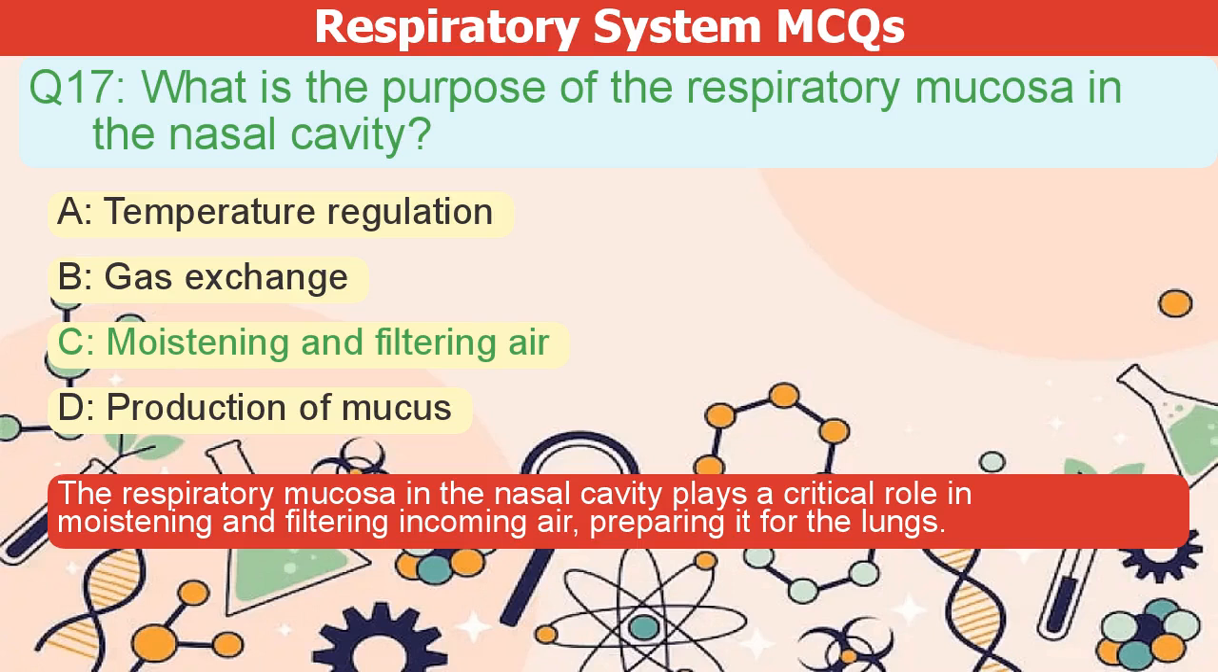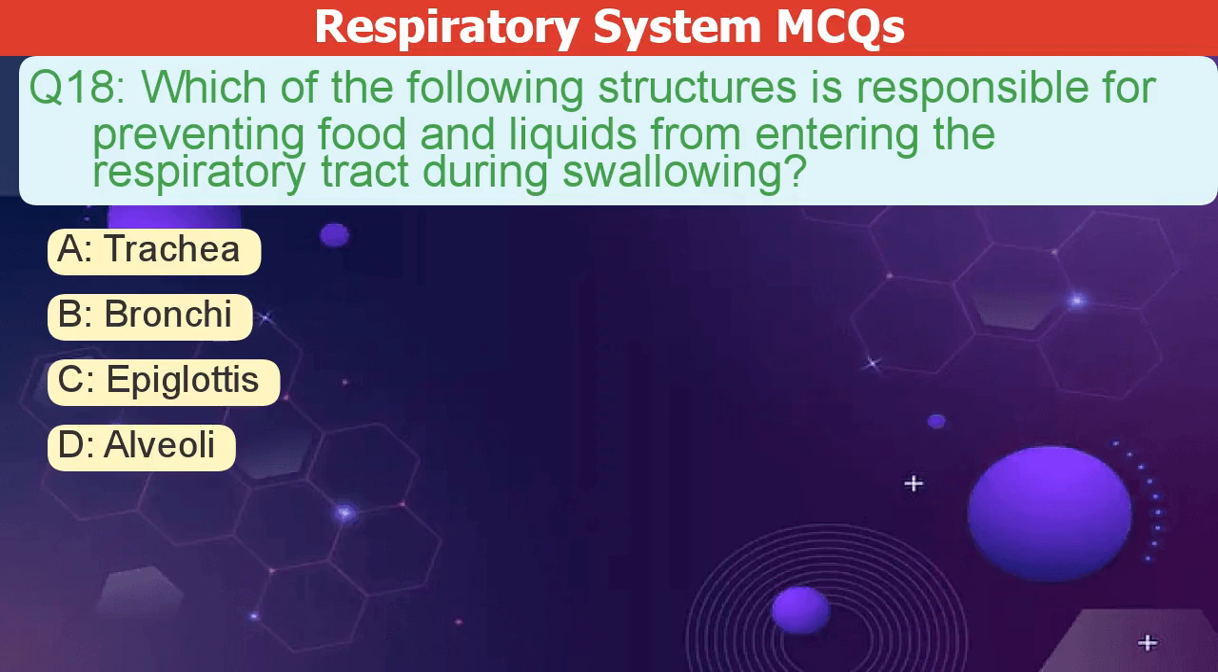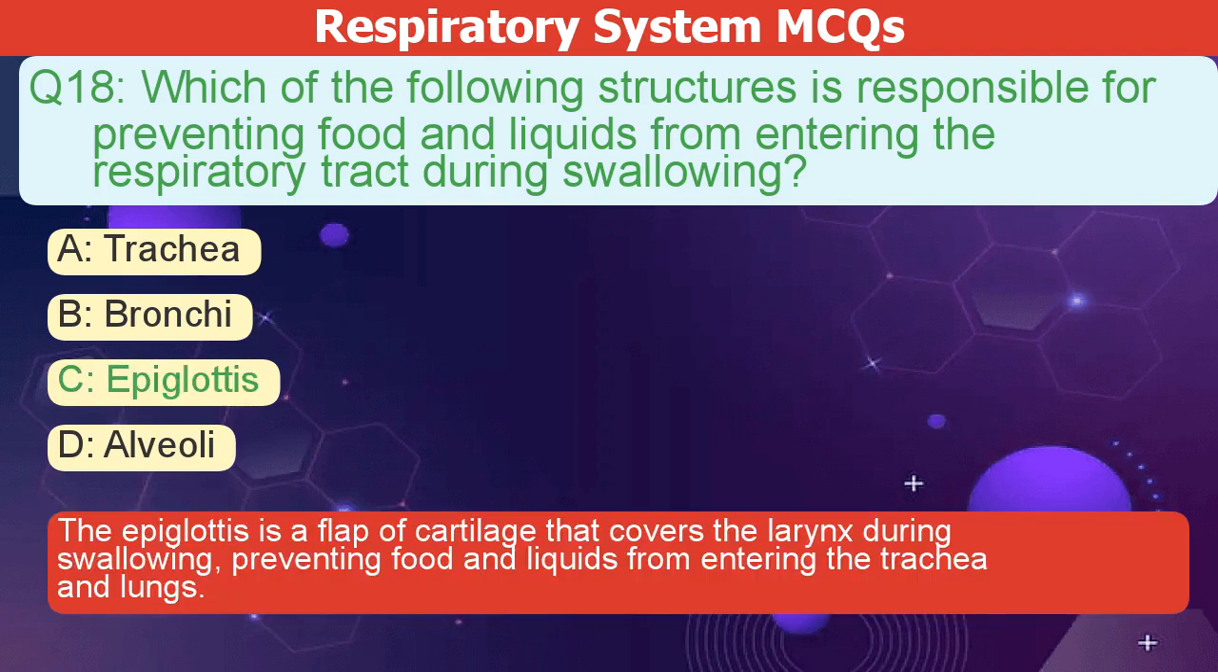Which of the following structures is responsible for preventing food and liquids from entering the respiratory tract during swallowing? A. Trachea. B. Bronchi. C. Epiglottis. D. Alveoli. The correct answer is C. The epiglottis is a flap of cartilage that covers the larynx during swallowing, preventing food and liquids from entering the trachea and lungs.